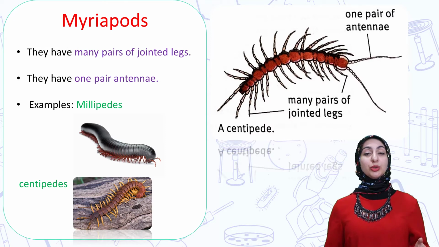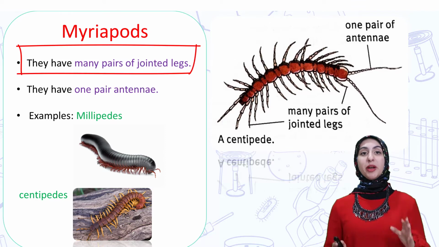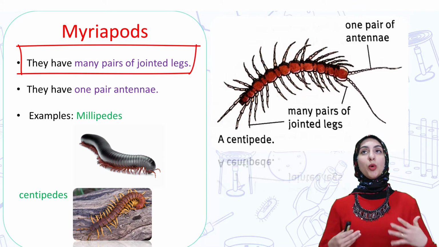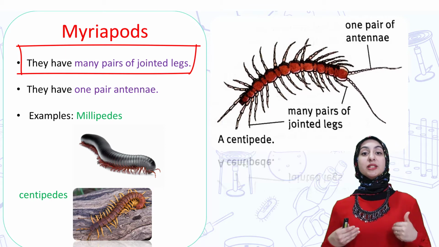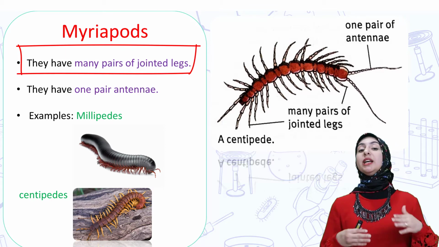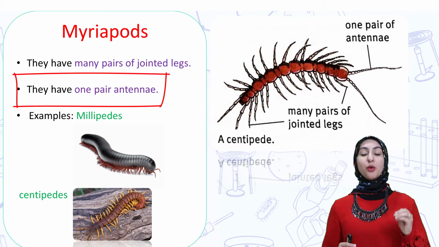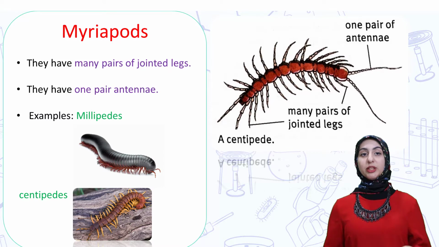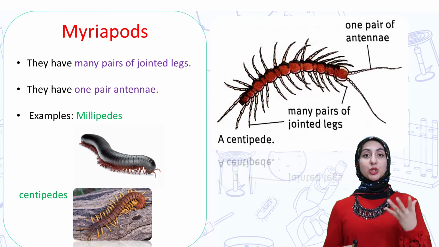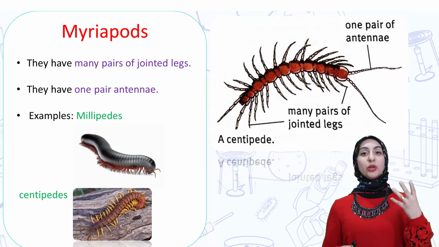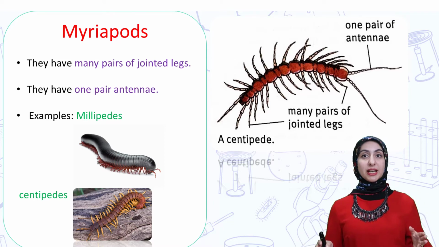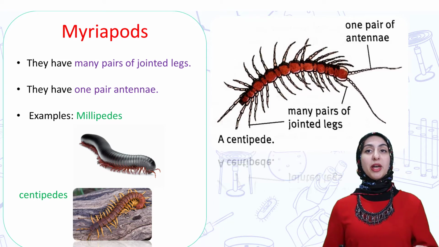The fourth and last group of arthropods is myriapods. Myriapods have many pairs of jointed legs, which is more than 4 or more than 6. You will find too many legs on each side. Number 2, they have one pair of antennae. For example, millipedes and centipedes. As we can see here in this diagram, this describes the centipede, which has many pairs of jointed legs, and also it has one pair of antennae.